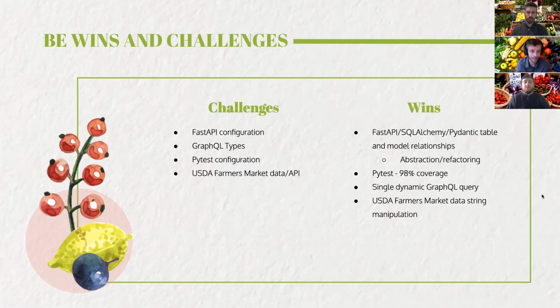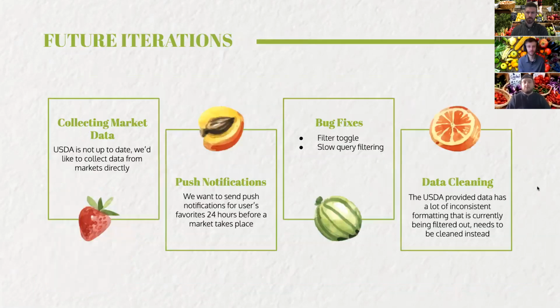I'll hand this off to Tyler to talk about our future goals. We definitely would like to continue working on this project. One of our future iterations would be push notifications. We'd love to send a notification to a user within 24 hours before one of their favorite markets takes place. We also have a few bugs we'd like to work out. Currently, our filter toggling can be a little bit buggy, and some of our queries are a little bit slow. Along with that, we'd ultimately like to collect market data directly from markets, as the USDA data is not up to date and is very inconsistent.